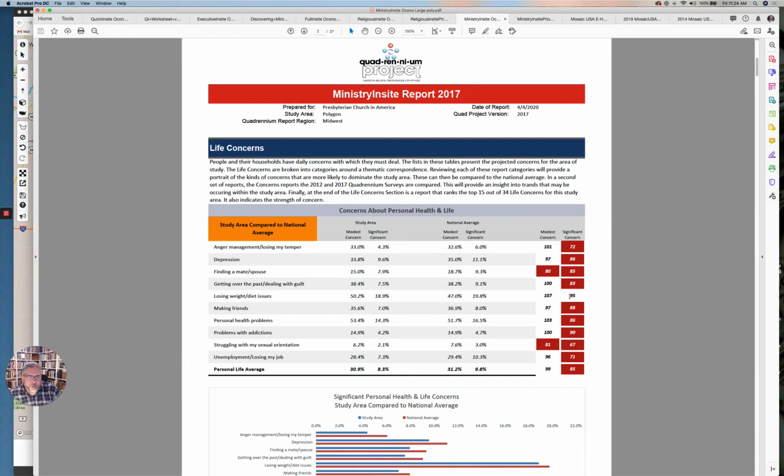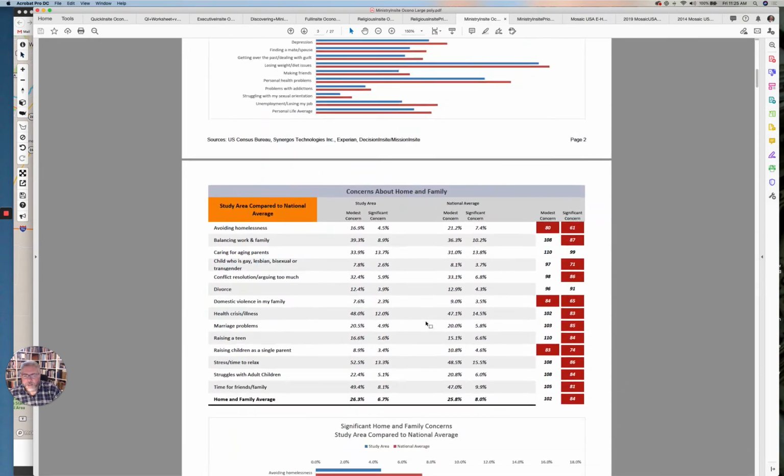What are the questions they're asking? So in this region, the modest to significant concerns are going to be listed here. You can kind of see when it's red, it's below the national average. So this one seems pretty close to it. Losing weight and diet issues in this area.